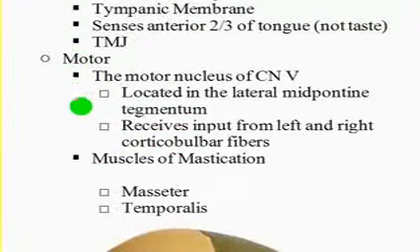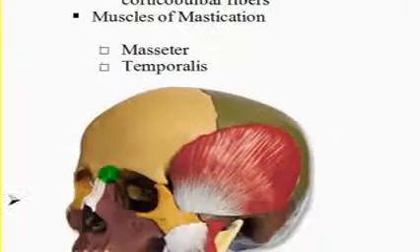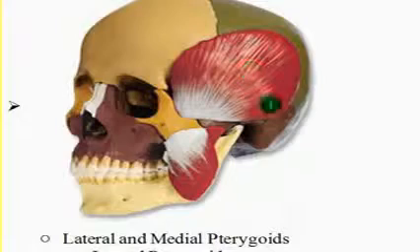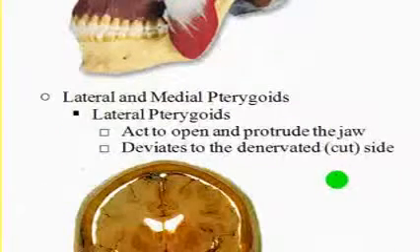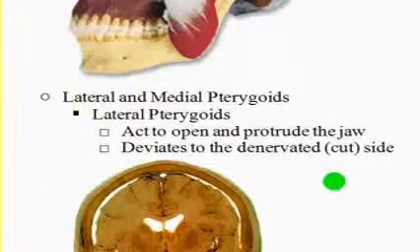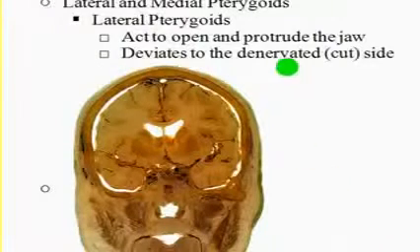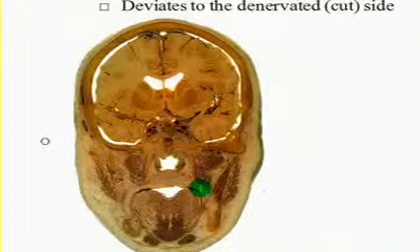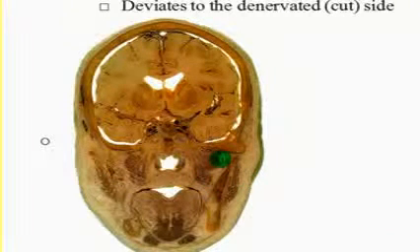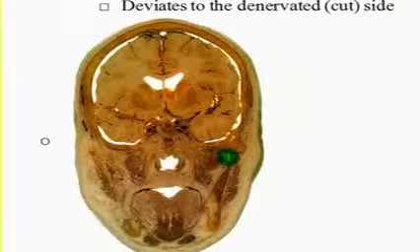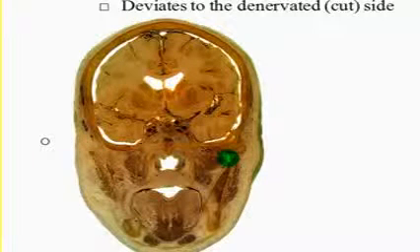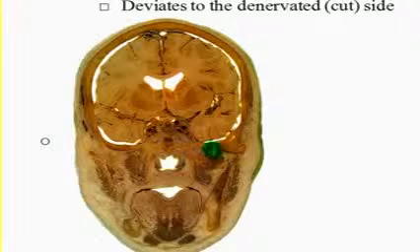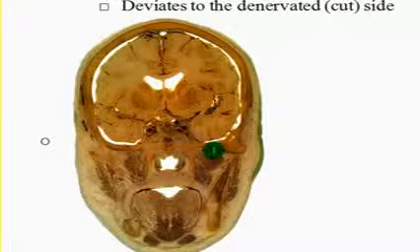So it's going to supply muscles of mastication, the masseter and temporalis. So here's our masseter, here's our temporalis. It's also going to supply the lateral and medial pterygoids. So here's our lateral pterygoid and our medial pterygoid. The lateral pterygoid's kind of special because it acts to open and protrude the jaw. And when you denervate it, when you cut it, the jaw is going to deviate to the side of the lesion.